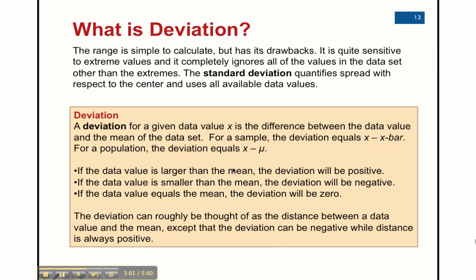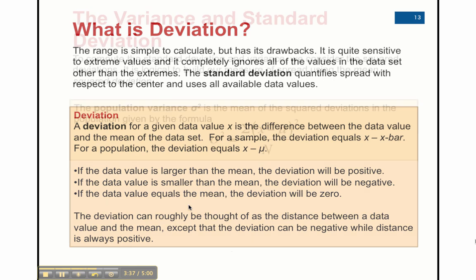Three important points here. If the data value is larger than the mean, then the deviation should be positive. That makes sense? If the data value is smaller than the mean, then the deviation will be negative. And if the data value equals the mean, then the deviation should be 0 because they're the same value. So the main thing is that when we take all the deviations of all the data values, so every data value has a deviation, if you add up all the deviations, some will be positive, some will be negative, some might be 0. But there's a rule that if you add up all the deviations, they will always equal 0.